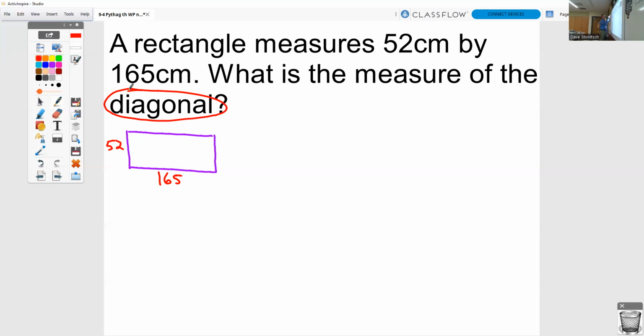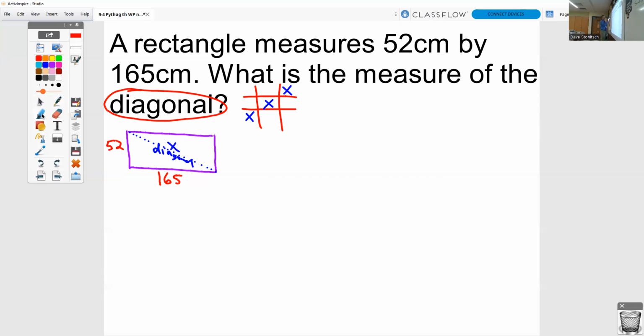Now the diagonal is, think about tic-tac-toe for a second. If we think about tic-tac-toe, what does the word diagonal mean? A diagonal in tic-tac-toe goes from corner to corner. It might go like that, or it might go the opposite way and go like this. The diagonal in a shape like this goes corner to corner. Here is our diagonal. That's what you're looking for. So that's going to be your X.